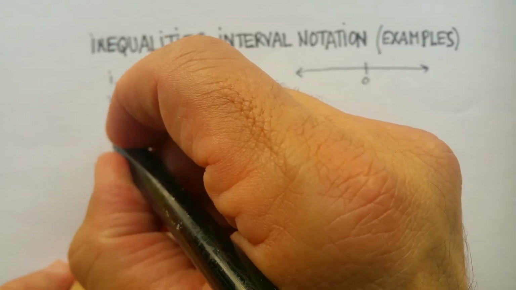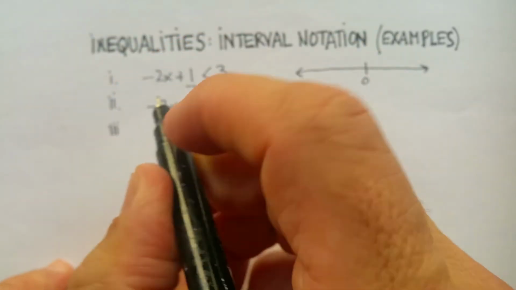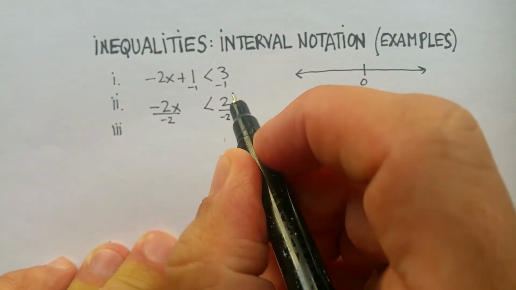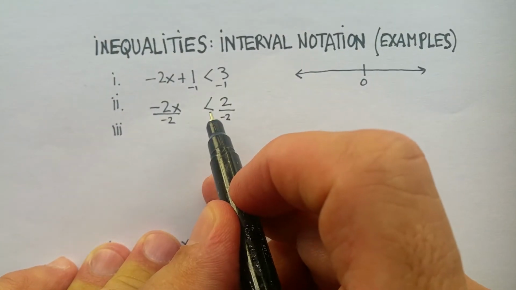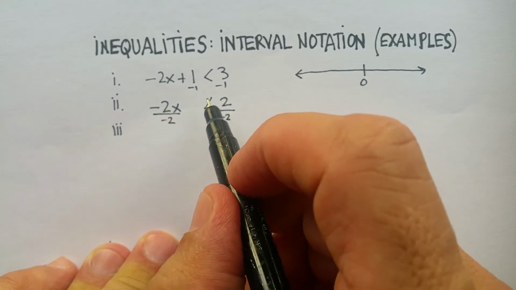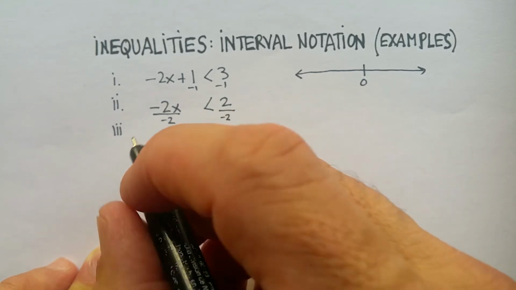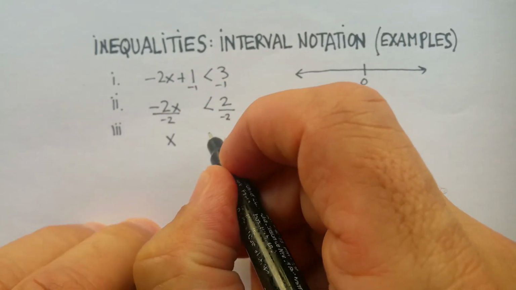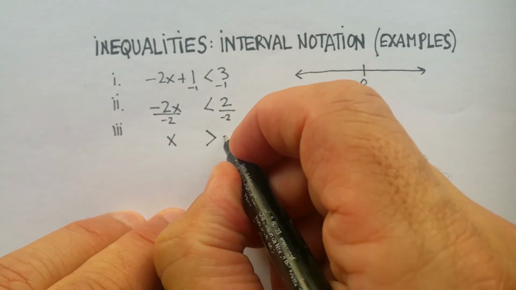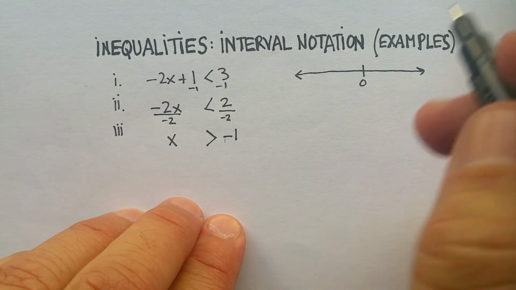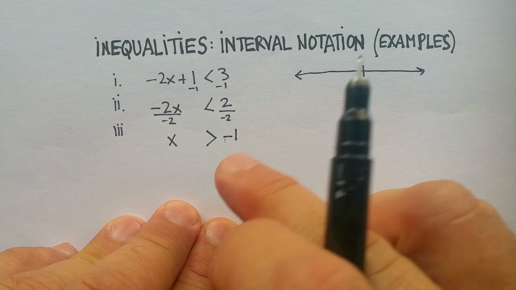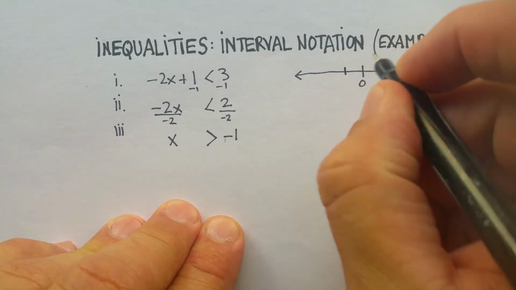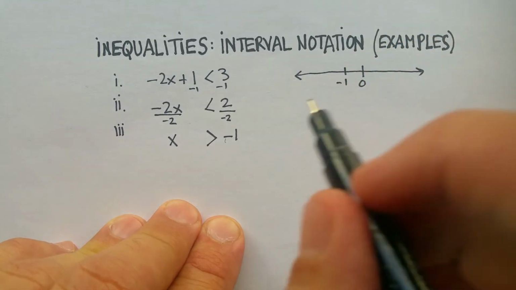Then we're going to divide both sides by negative 2. And remember that when you divide or multiply by a negative number, you need to flip the direction of your inequality, right? So this is going to give us x is greater than negative 1. Now let's go to our graph and let's graph x is greater than negative 1. We see that the negative 1 is right here, so we'll just put that there.